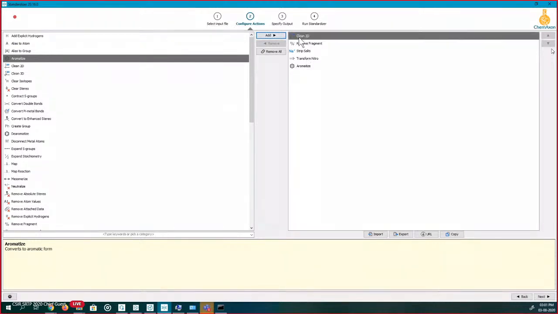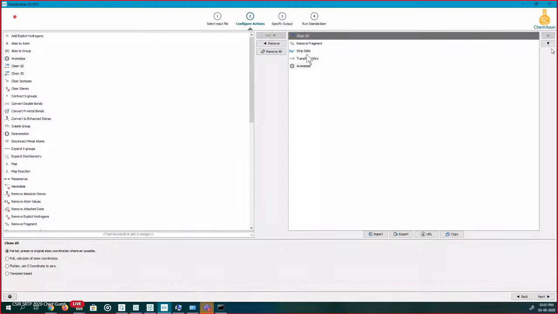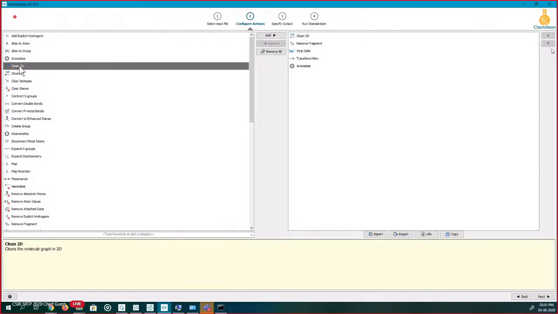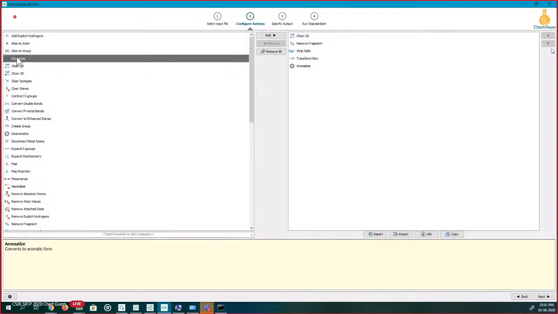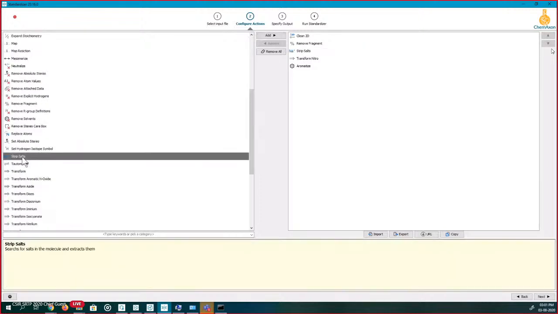So the clean 2D, if you click on any of the examples here on the right hand side, you will see the additional options if they are available for a given action, and what these actions are doing if you click on them here on the left hand side. So at this bottom side, you can see this clean 2D action cleans the molecule graph in 2D. For example, the aromatize one is the one which converts the given input structure to aromatic form. Let's say strip salt: it searches for salt in the molecule, extracts it and basically removes it. So there are many actions available.